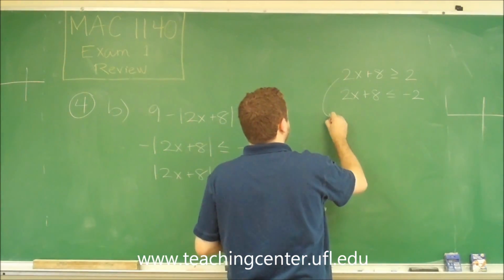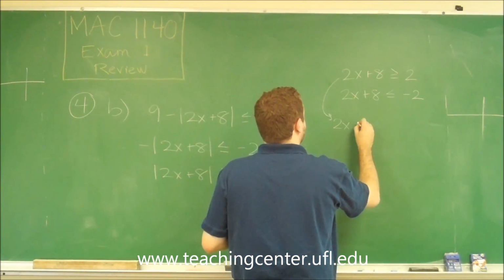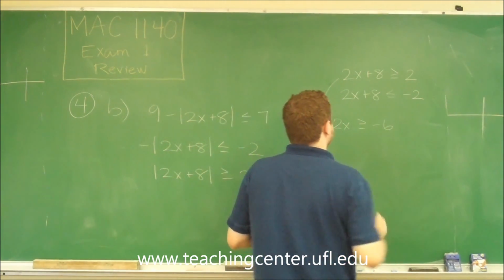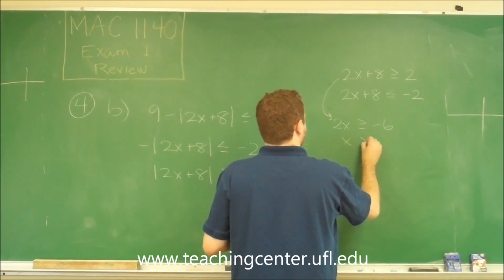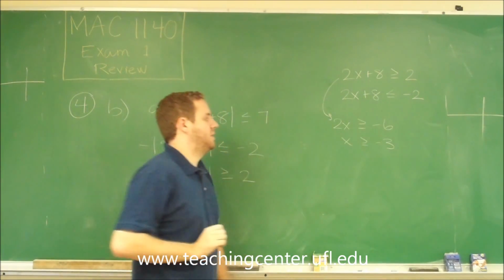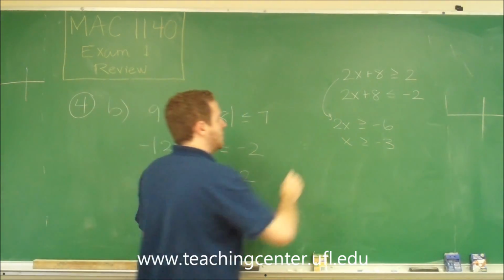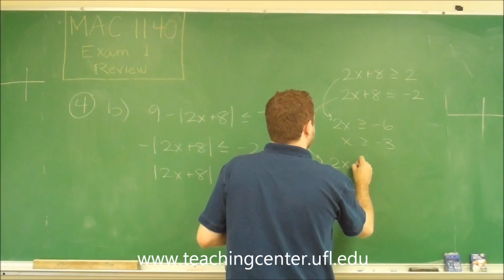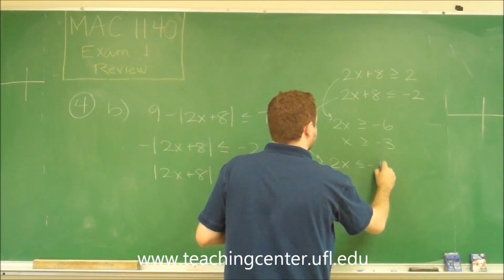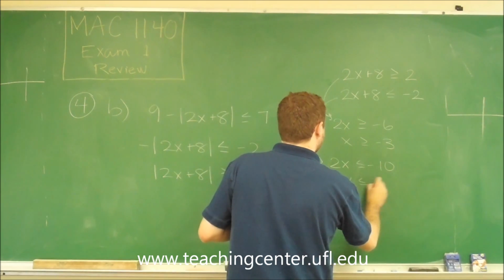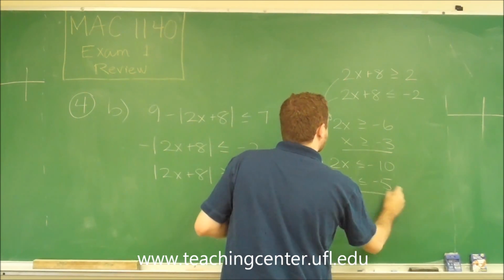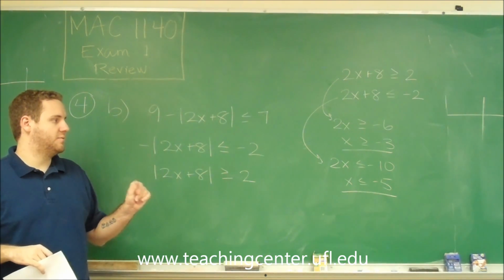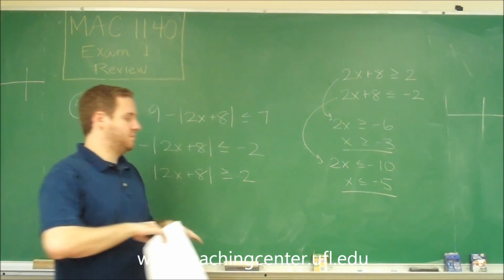So let's start with the first one. 2x is greater than or equal to, if you subtract 8 from both sides, you get negative 6, which means x is greater than or equal to negative 3. Down here, we'll have 2x is less than or equal to, if you subtract 8, negative 10, which means x is less than or equal to negative 5. So those two, x is greater than or equal to negative 3 and x is less than or equal to negative 5, would be your answer in interval notation.